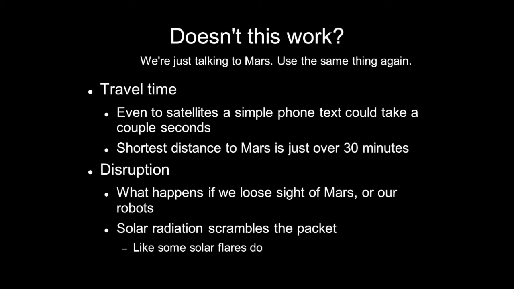Even on Earth, I'm sure you're familiar with the fact that sending a simple phone text takes a couple of seconds. This time is represented by the signal transmitting from your phone to a satellite and to the person you wish to send it to. However, the great distance between Earth and Mars sets the lower end of the time it takes to send a message at 30 minutes. The next complication is disruption.